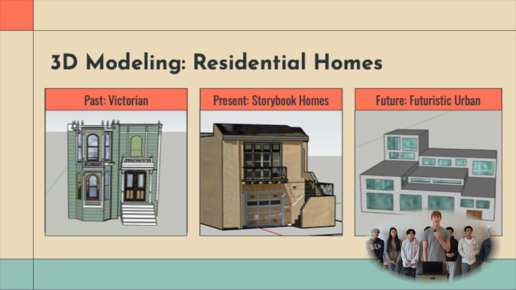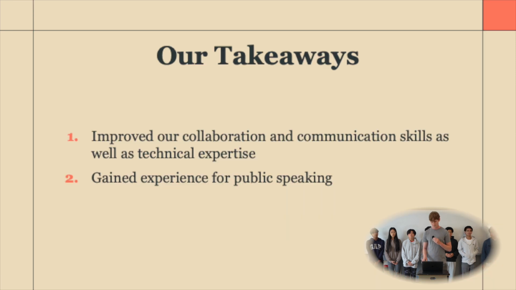For our past house, we have the Victorian-style home, which can be found around Alamo Square and in Noe Valley. For our present, we have the storybook-style house, which can be found in the Sunset District. And for the future home, we have the futuristic urban house.